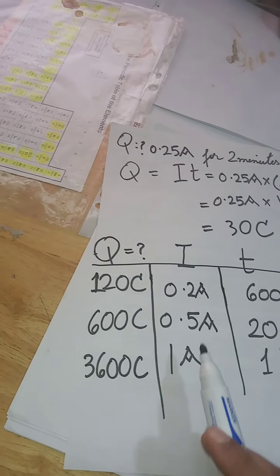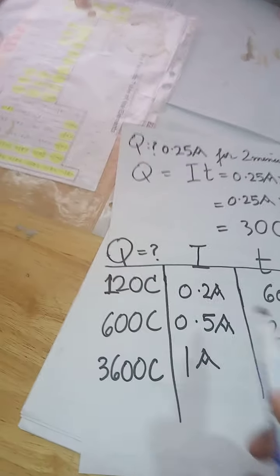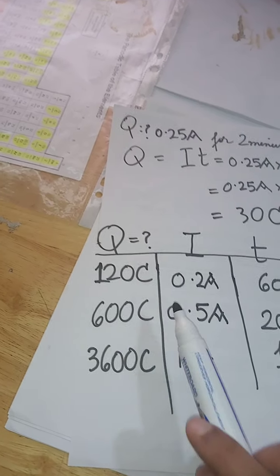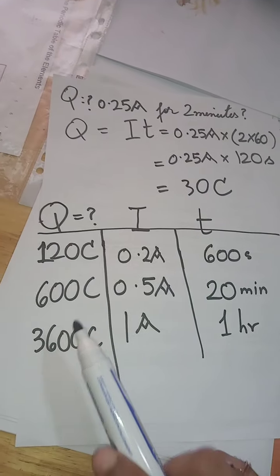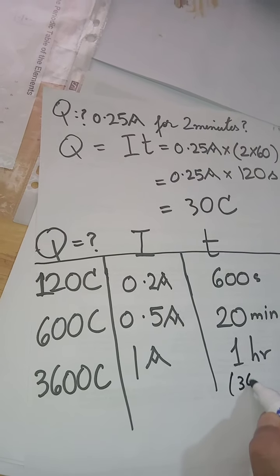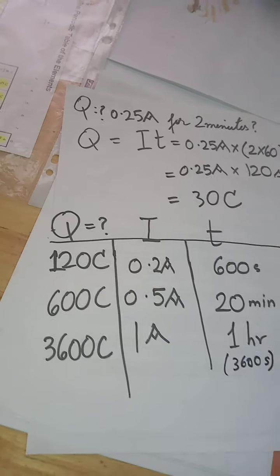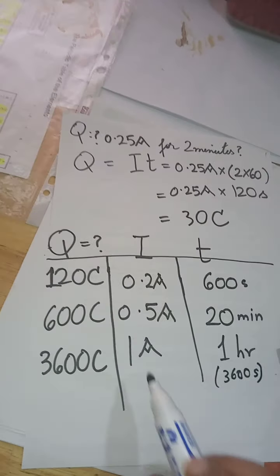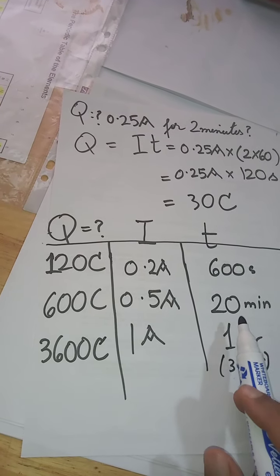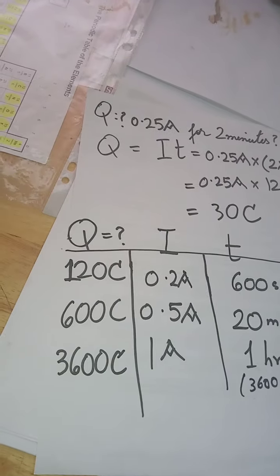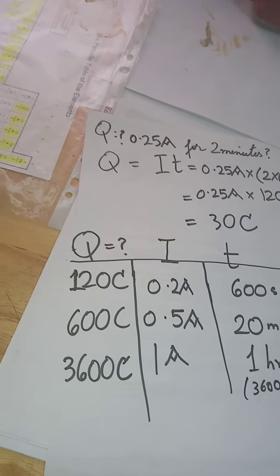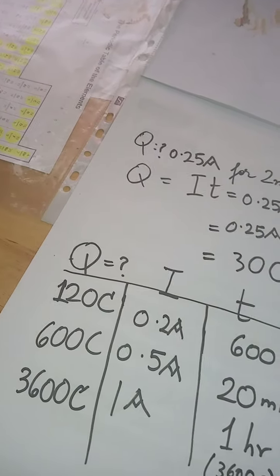By using Q equals IT, Q is the product of I and T, and for the first one we get 120 coulombs, for the second 600 coulombs, and for this one 3600 coulombs, because 1 hour in actuality is 3600 seconds. So you multiply 3600 by 1, you get 3600 coulombs, and 20 times 60 is 1200, times half would be 600 coulombs. So I hope we were able to establish the relationship Q equals IT in terms of the flow of current in a circuit.